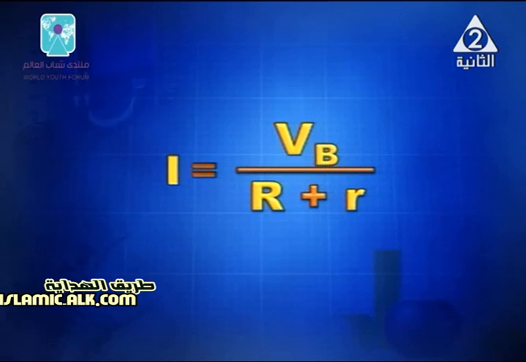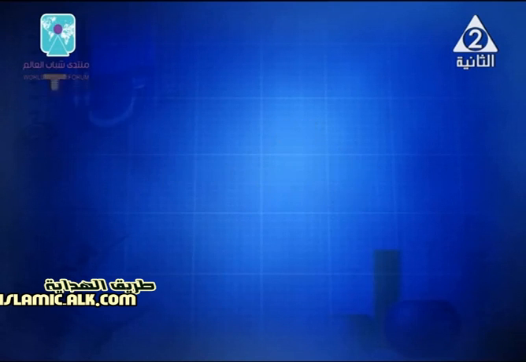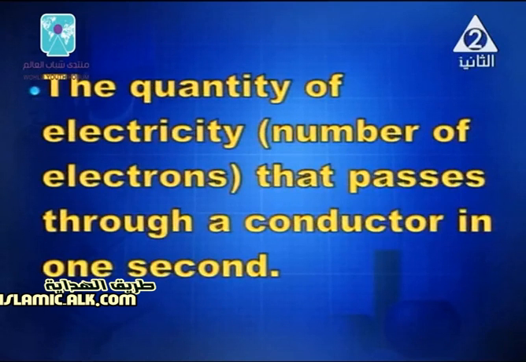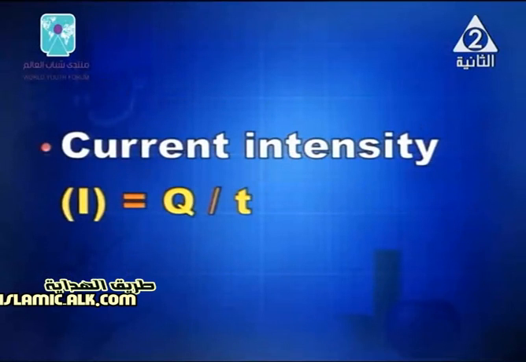And what about the expression that gives the quantity of electricity that passes through a conductor in 1 second? We want the expression that gives the rate of flow of electricity. Yes, thank you very much. Current intensity equals Q over t. Current intensity is the quantity of electricity that passes through a conductor in 1 second.